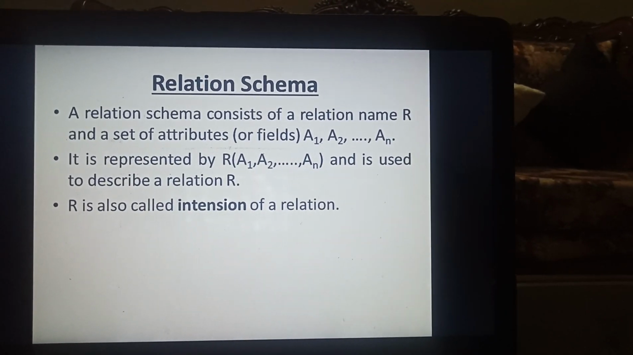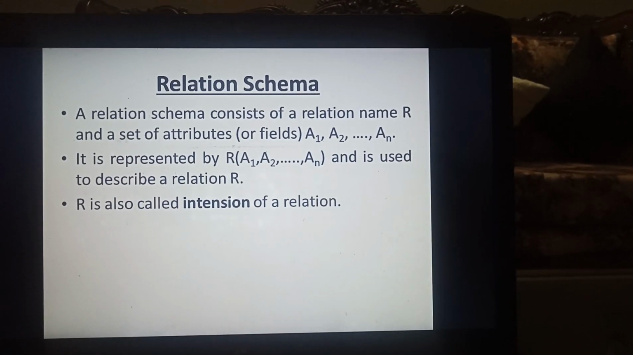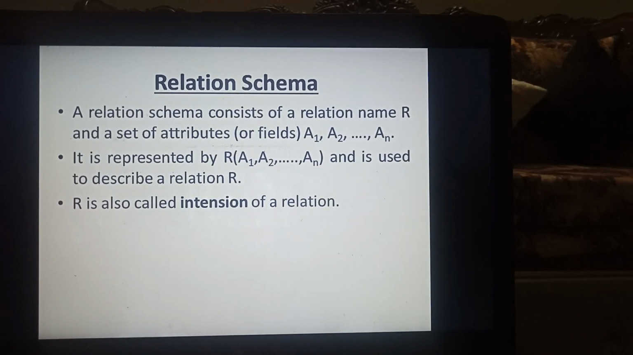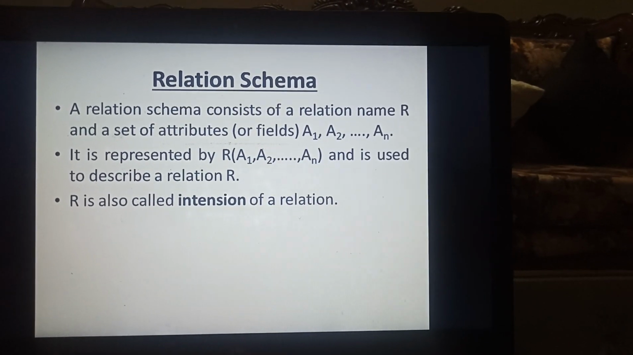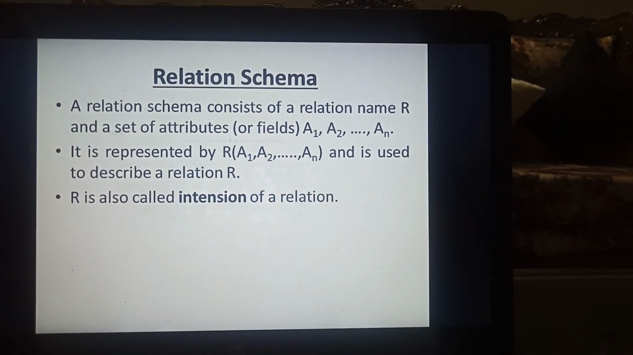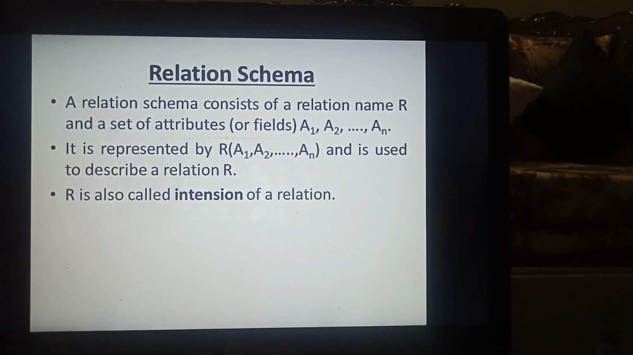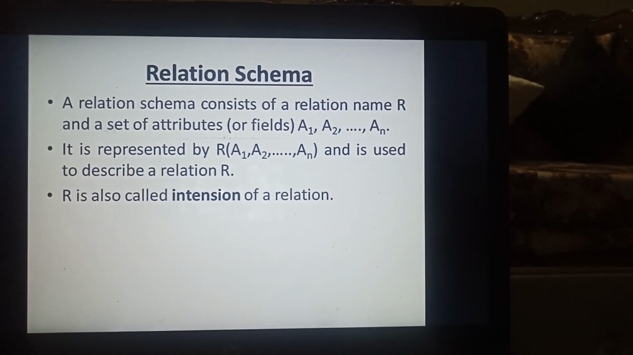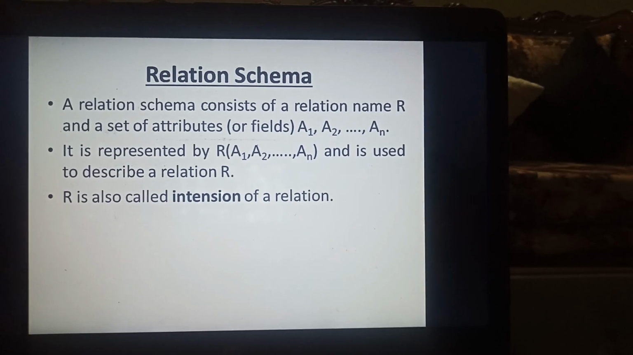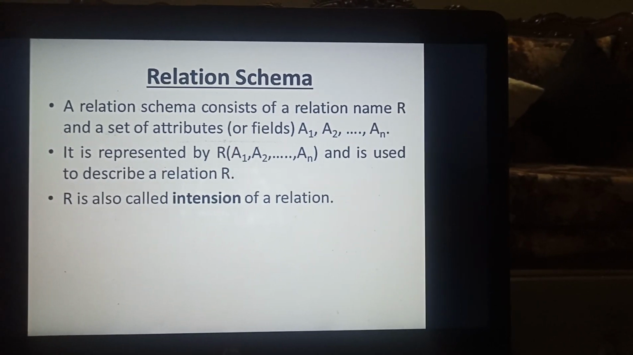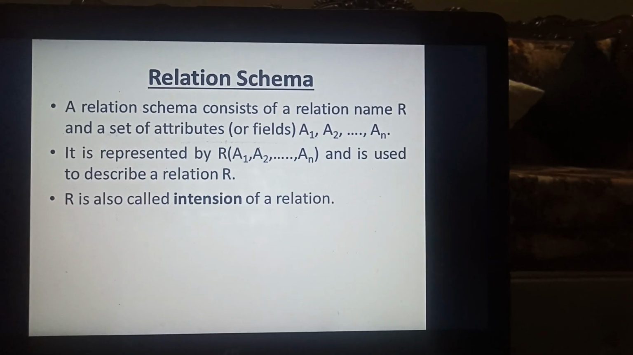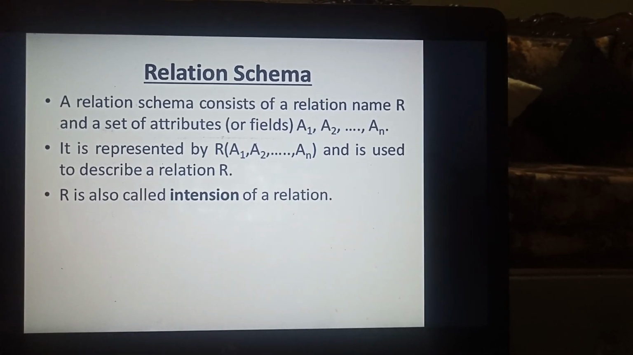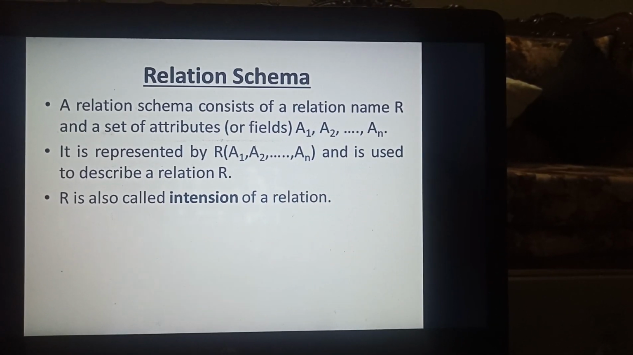Now relation schema. A relation schema consists of a relation name R and a set of attributes A1, A2 up to An. Meaning in relation schema we don't discuss anything about the values. We only concentrate on the relation name, the table name, and the attributes of that relation. Suppose we have a student table in which we have three attributes: roll number, name and contact number. So the relation schema means the relation name student and the set of attributes.